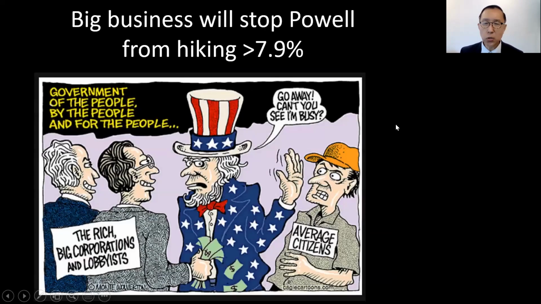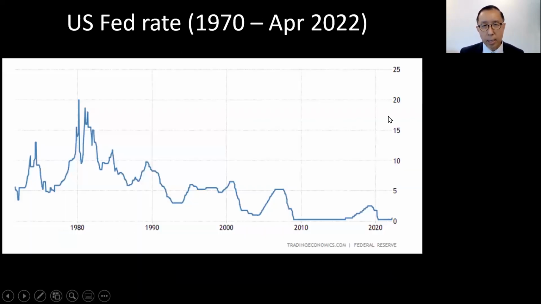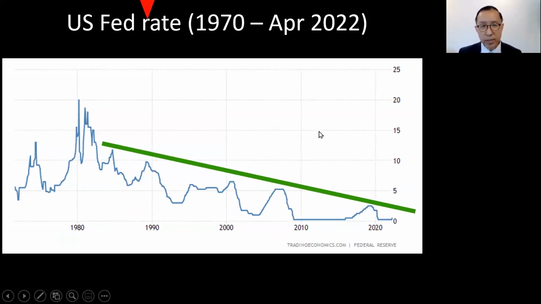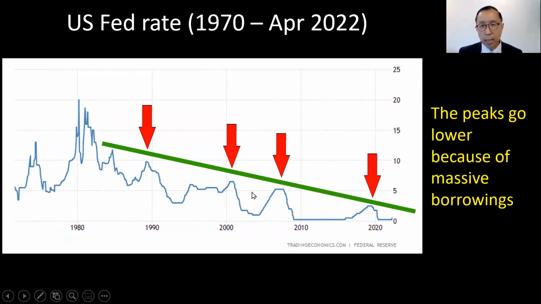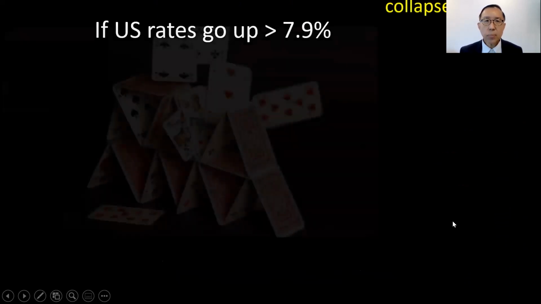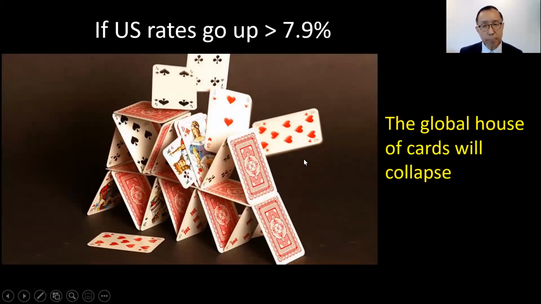But he's not going to do that because big business will stop him. Why? Because if you look at the rates over the years, this is the chart showing all the peaks. You can tell that the peaks are getting lower. It is getting lower because every year as we pass, the amount of borrowings has increased. If rates go up to more than 8%, this global house of cards we live in will collapse.